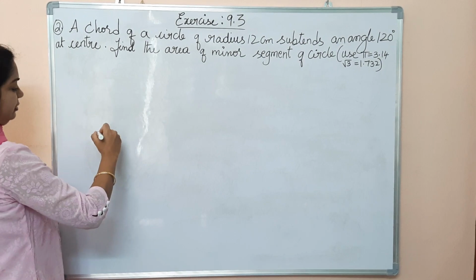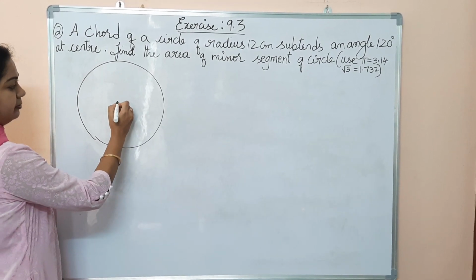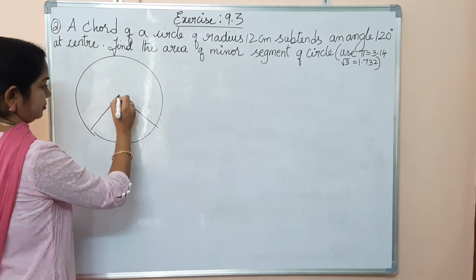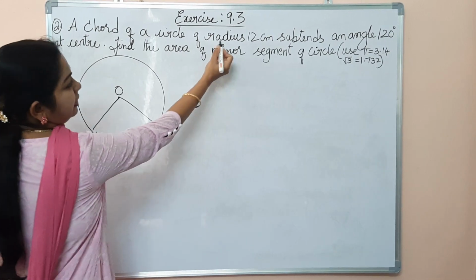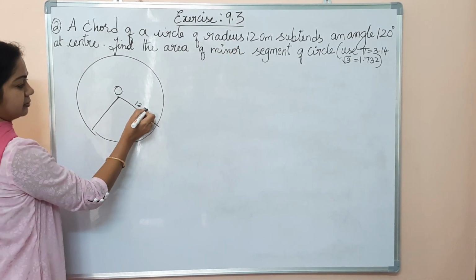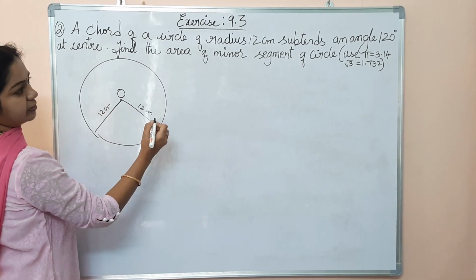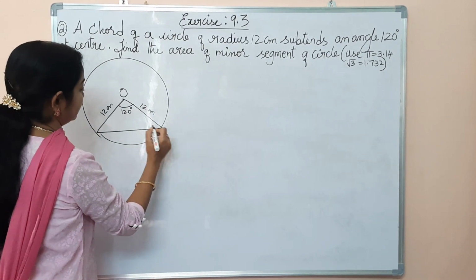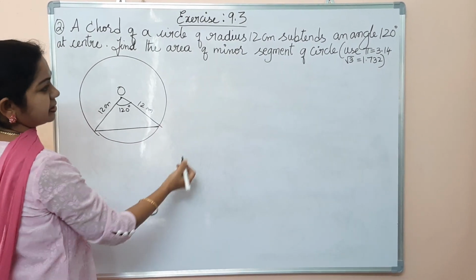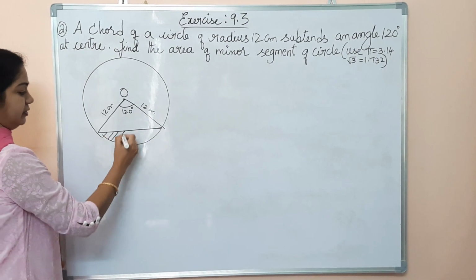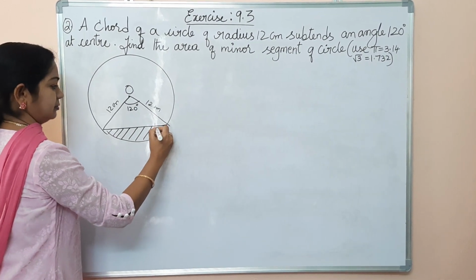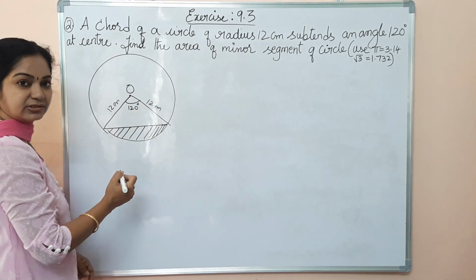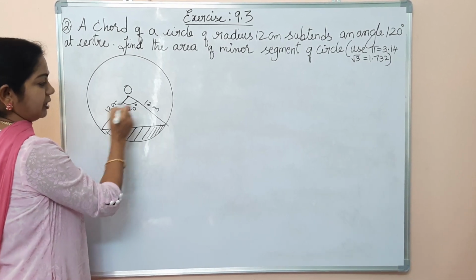So we have to find the minor segment area. So let's take this as the center, radius given 12 centimeters. And what's the angle? 120 degrees. So, area of the minor segment of the circle. This part we need to find, the minor segment. The shaded part.